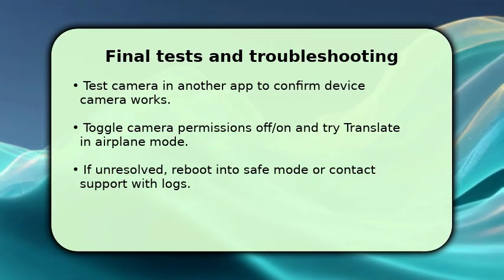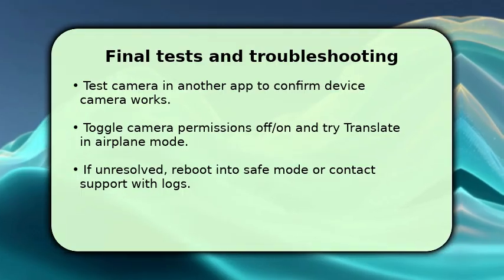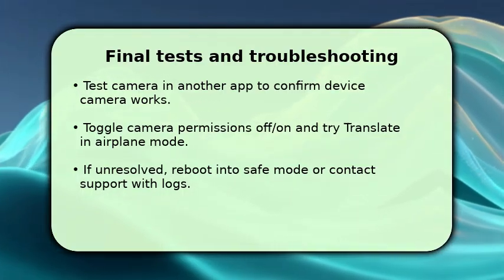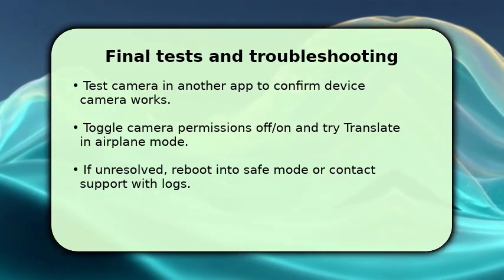If that works, toggle Translate's camera permission off and on, then retry. Sometimes the permission state flips. Try Translate with a short airplane mode toggle to rule out network-related service errors.